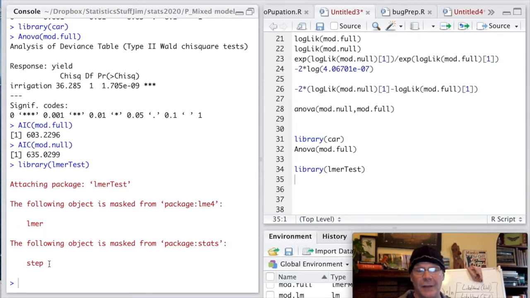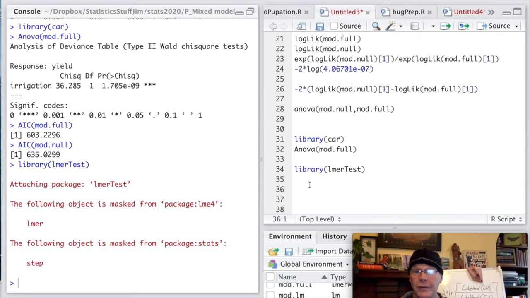And then it's also overwriting the step function from the base stats package. And, you know, spoiler alert, we're going to use that in the future because that's going to tell us about stepwise model selection. We're going to be able to use that in this mixed modeling framework if we use lmerTest. So I'm kind of a big fan of lmerTest. I just stumbled across it a couple of years ago, and I kind of like how it behaves.